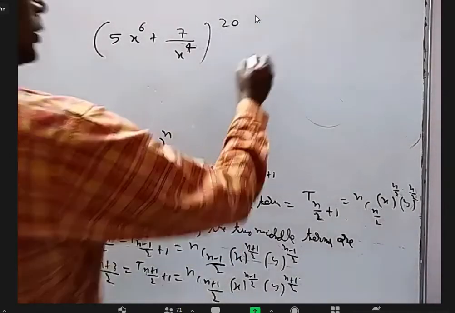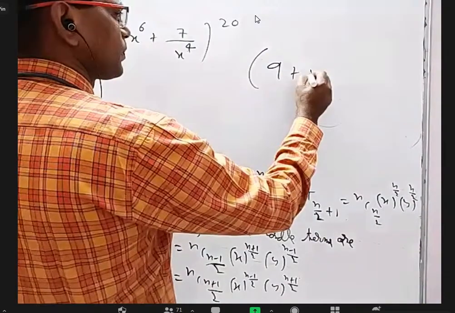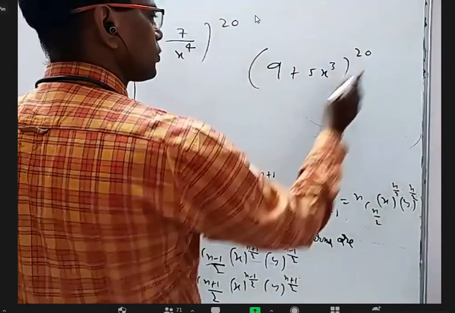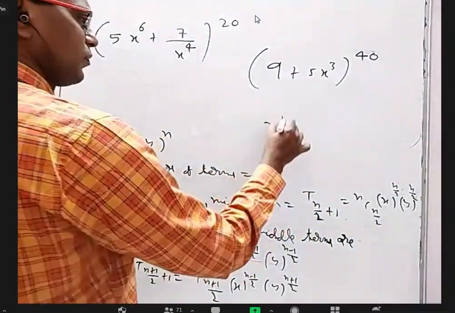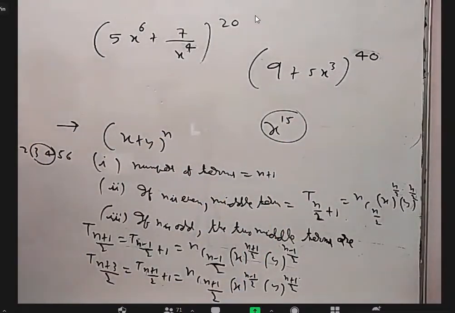Let us say I want (9 plus 5x cube) whole power 20 or 30 or 40, something. I want the x power 15 coefficient in this. What is the answer? Sir, 40C15 into 5 power... No, not 15. It is not 40C15. Sir, 40C14 into 5 cube into 9 power 37. It should be 40C5. Yes, sir, 40C5.